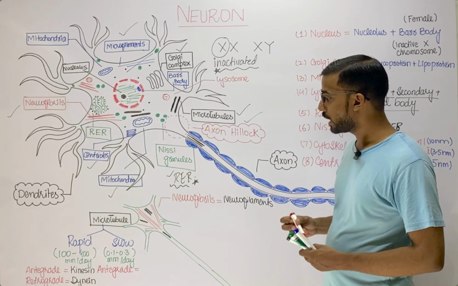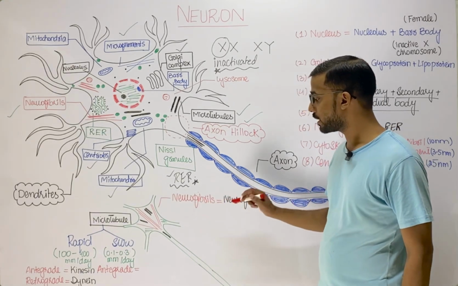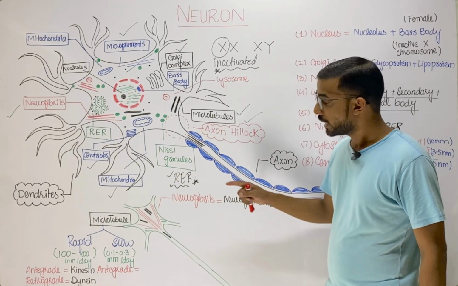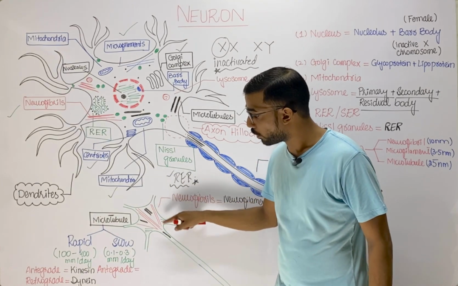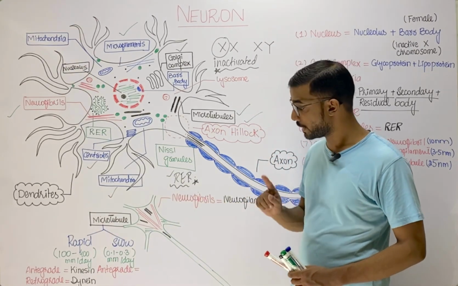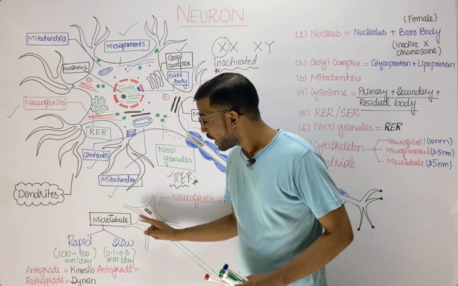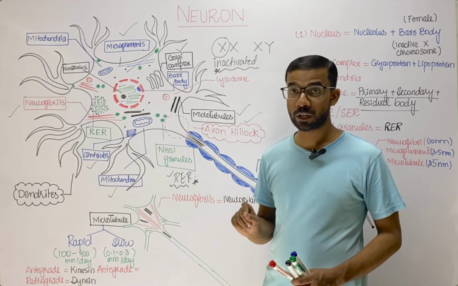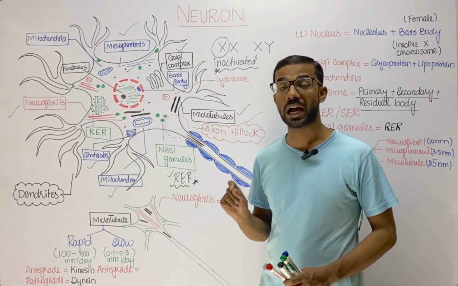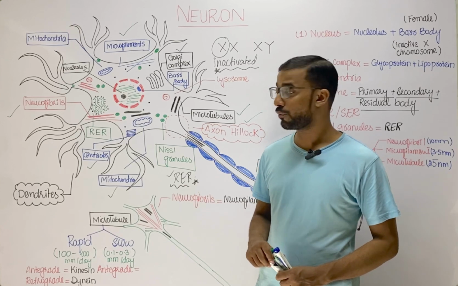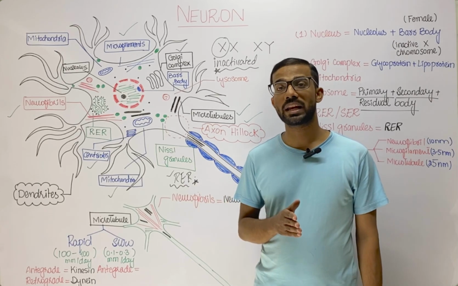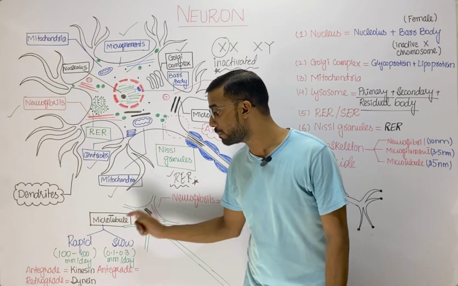Next important thing, neurofibrils made up of neurofilaments. These are present throughout the cell bodies. That is the important thing. And microtubules made up of tubulin proteins having large diameter as compared to the other filaments. Basically, movement of the organelles will be done with the help of the microtubules.